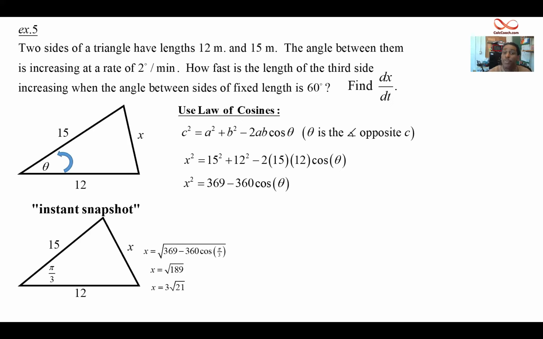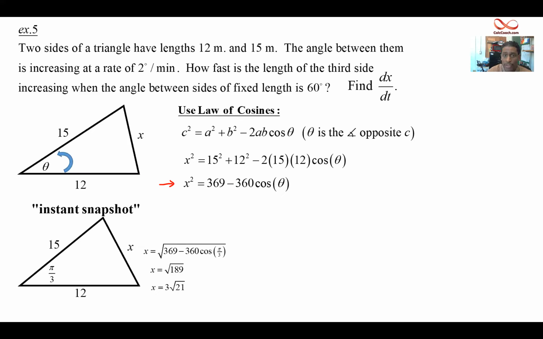So we're all set. The purpose of the snapshot is to plug in constants at the very end of the problem to find the missing value. We're looking for dx/dt. Okay, so far we've done geometry, we've done some algebra. Here comes the one line of calculus. From our equation, x squared equals 369 minus 360 cosine theta. From that equation, our job is to take the time derivative of it.